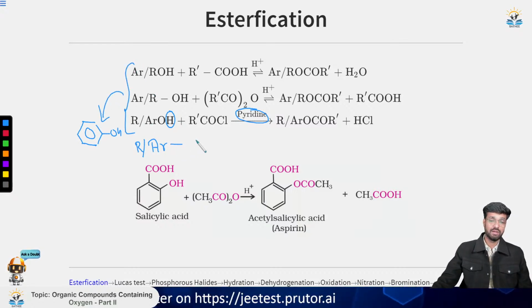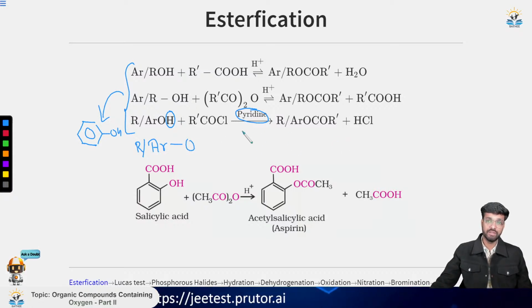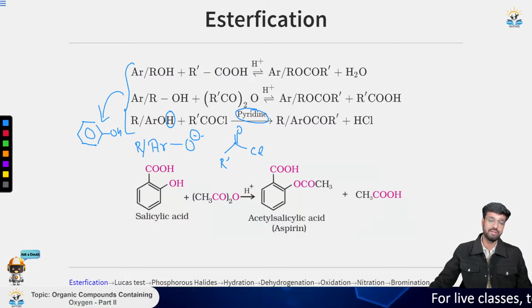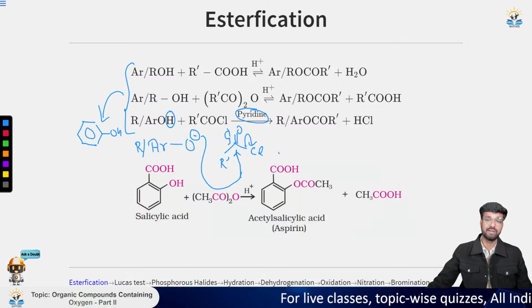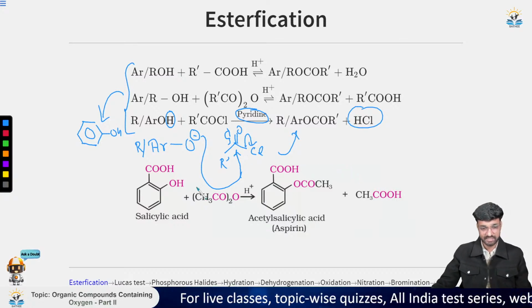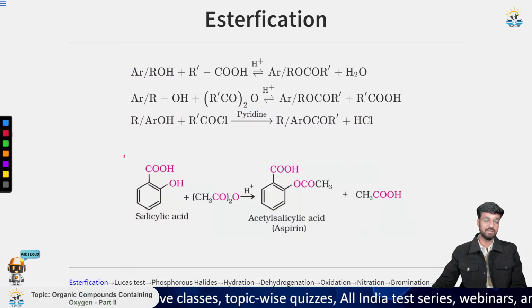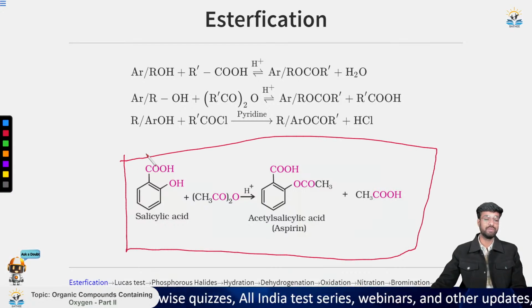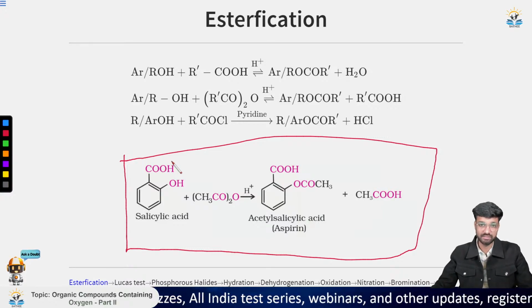Now what happens is that this pyridine is a base, so it will take the H plus from here. So we will have an O minus. Then it will simply attack this electrophilic center R dash COCl here, and since this Cl is a good leaving group, we will get this product plus HCl. So this was all about the esterification reaction, and here is the most important reaction, that is using salicylic acid. So you must keep this in mind, it is an important reaction.